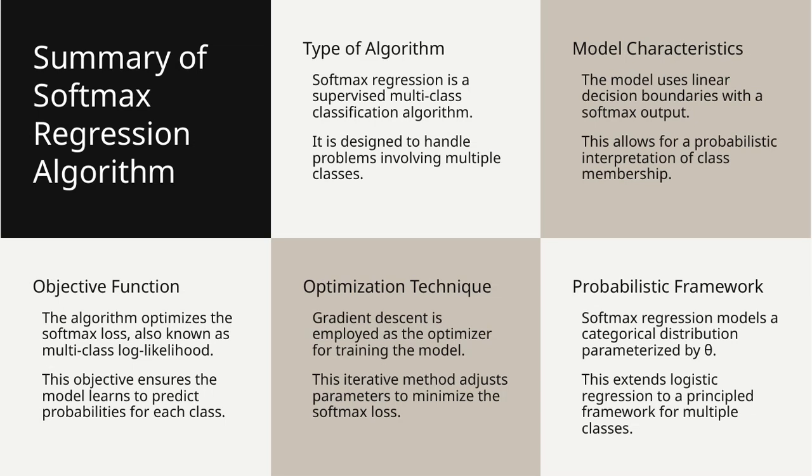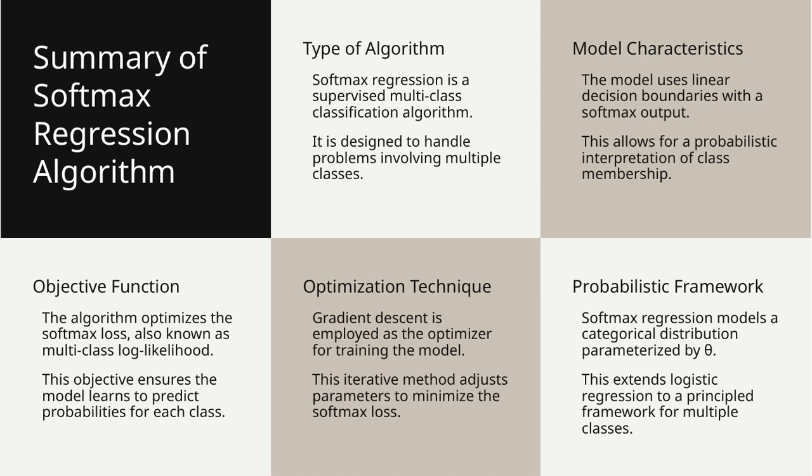Now, let's take a closer look at the softmax regression algorithm, which is a key method for multi-class classification problems. Softmax regression is a supervised learning algorithm, meaning it learns from labeled data, and it's specifically designed to handle situations where you have more than 2 classes to predict. One of the important features of this model is that it uses linear decision boundaries, similar to logistic regression, but with a softmax output. This softmax component is what allows us to interpret the output as probabilities, giving us a clear idea of how likely each class is for a given input.